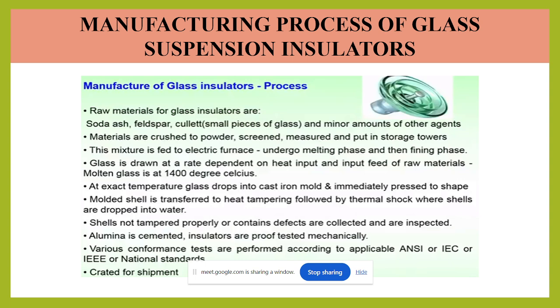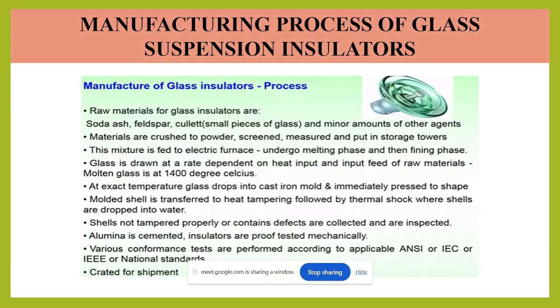At the exact temperature, glass drops into a cast iron mold and immediately passes to shaping. The molded shell is transferred to heat tempering followed by thermal shock, where shells are dropped into water. Shells not tempered properly or containing defects are collected and inspected, and after that alumina cement is applied and insulators are proof tested mechanically. For this purpose, various conformance tests are performed according to the applicable ANSI or IEC or IEEE or national standards, and it is crated for shipment.